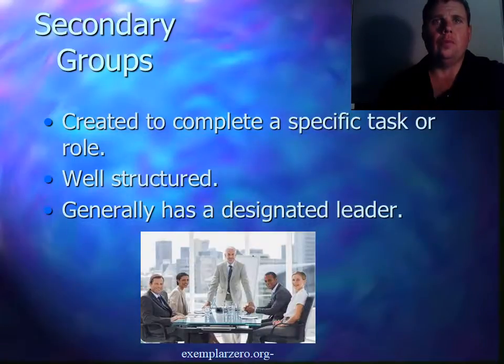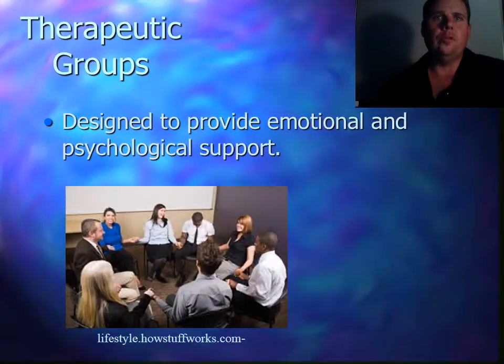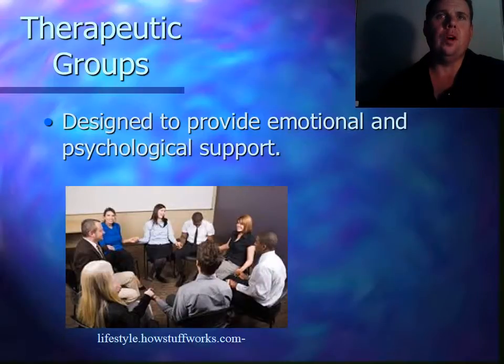Secondary groups are groups that are formed to serve a certain role or purpose. They're well structured and generally have an identified leader. An example of a secondary group would be a working party. Therapeutic groups are groups that are formed to provide emotional and psychological support to its members. An example of this type of group is Alcoholics Anonymous.